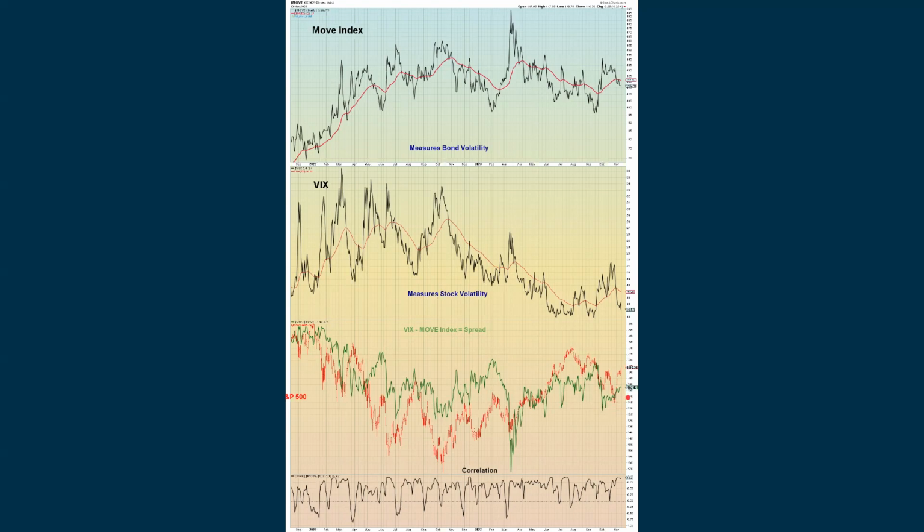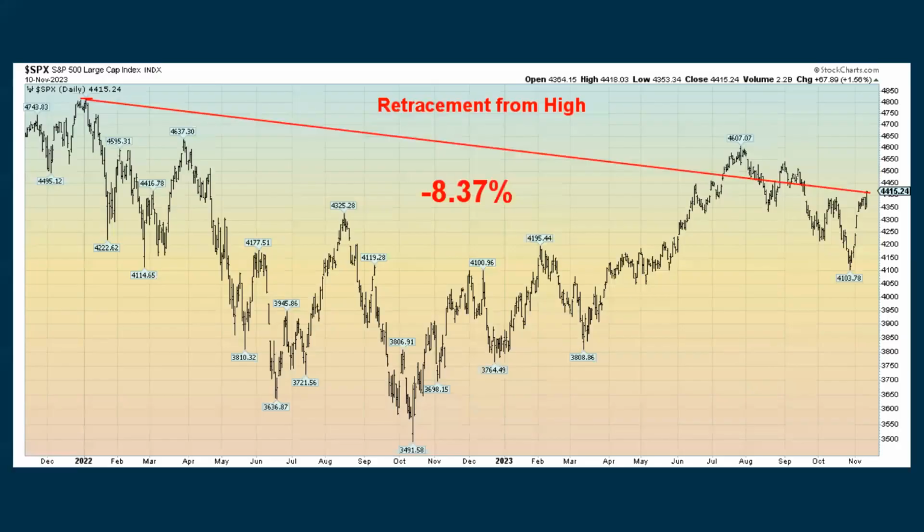But what I pay attention to the most is the correlation down on the bottom. Is the MOVE index and VIX moving in the same direction, or are they going in opposite directions? Right now, they're having a tendency to go in the same direction. So if stocks are under pressure, bonds based on price are also under pressure, and the reverse of that is also true.